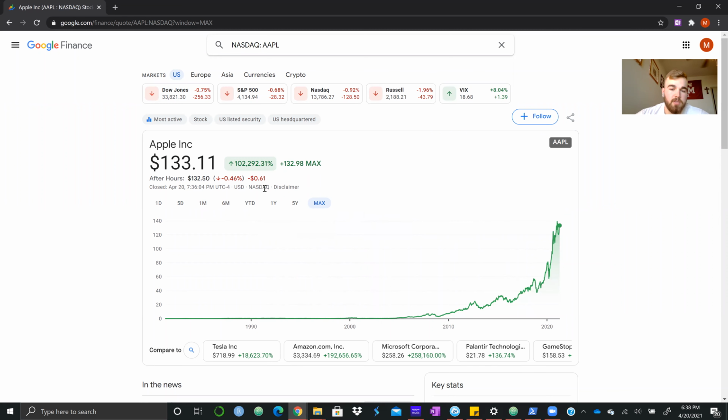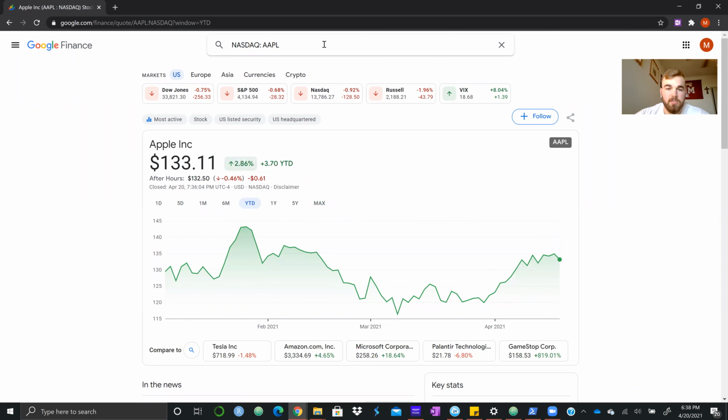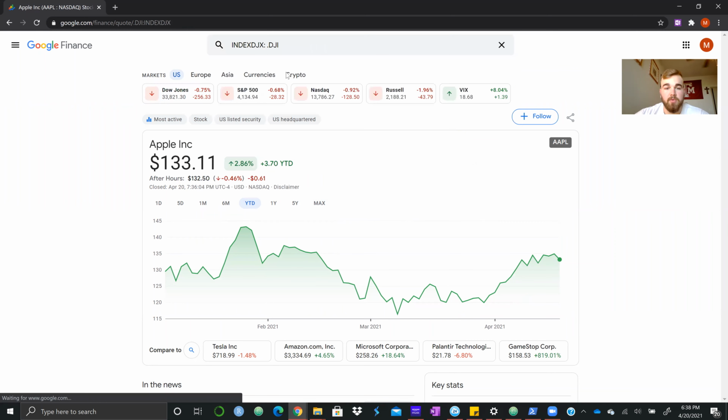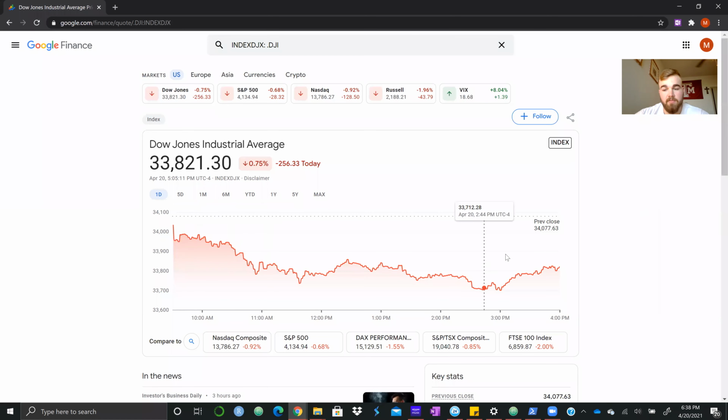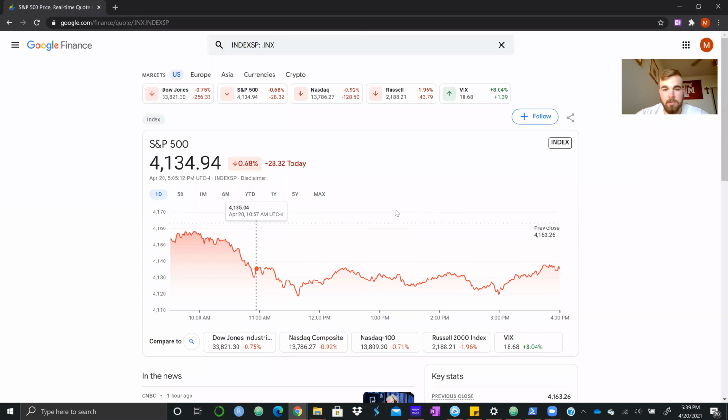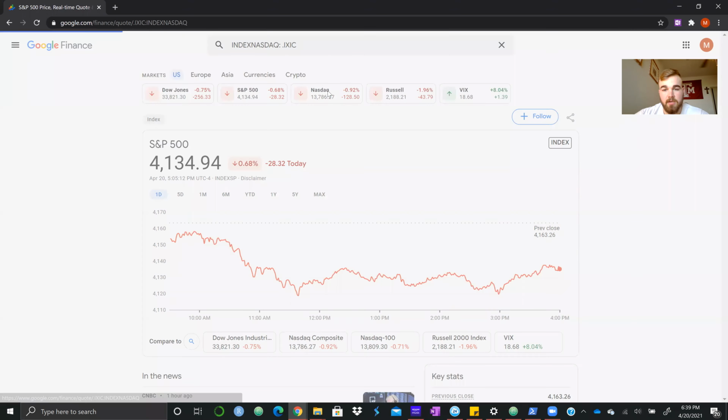And so those are things that everybody hopes to be able to pick, but it's hard to pick those. And for beginners, I think the best thing to do is to just follow the big ones. There are different ways to follow them. Like here's your Dow Jones Industrial Average. Here's the S&P 500. And then here's the NASDAQ.